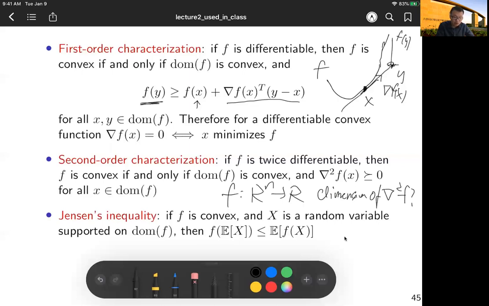Yeah, excellent. So the dimensionality is n squared, so it's actually a matrix of n by n, right? In particular, there's a characterization that says that if f is twice differentiable, so the Hessian exists, then f is convex if and only if the Hessian is positive semi-definite. Okay.